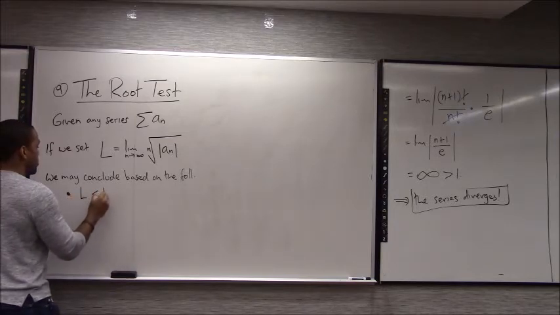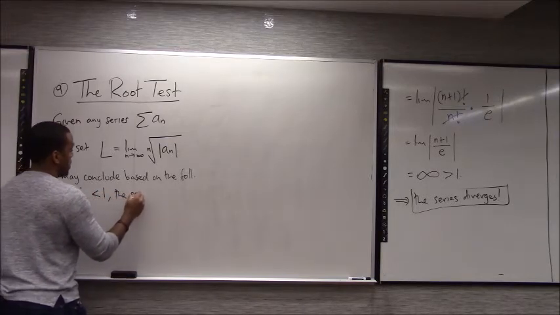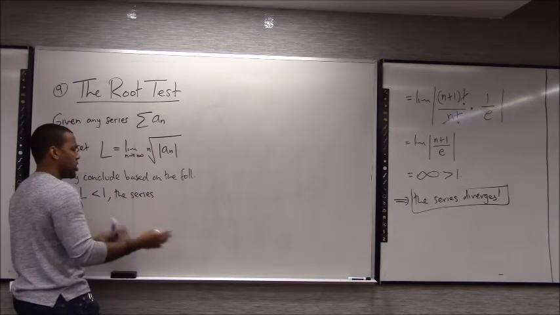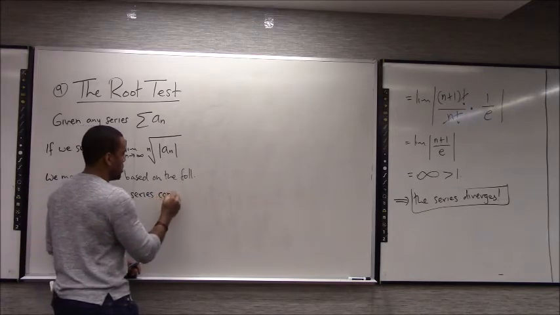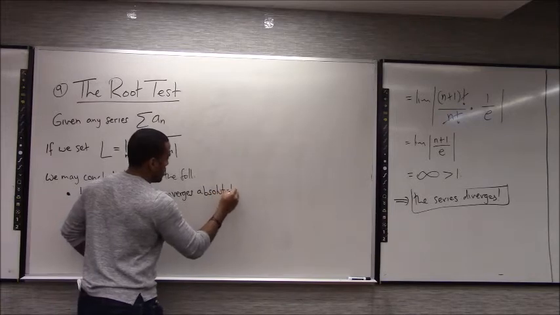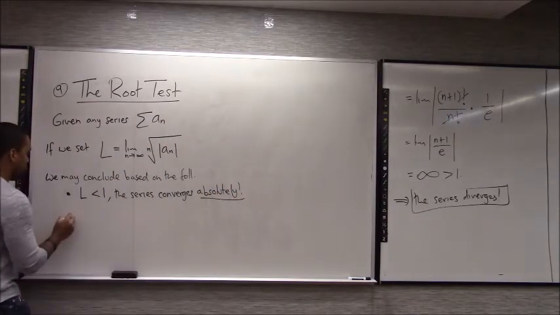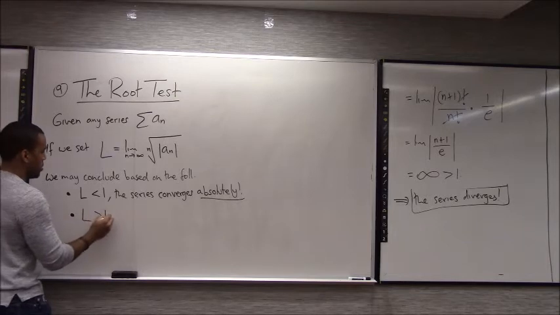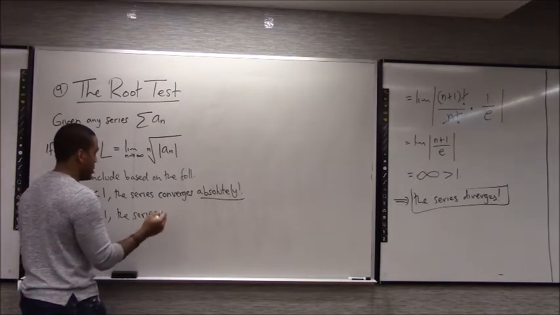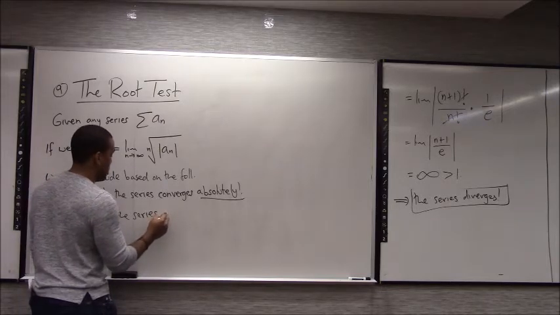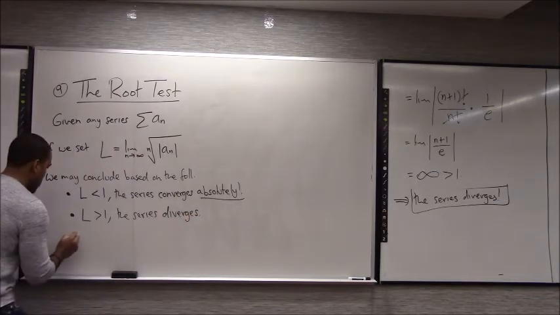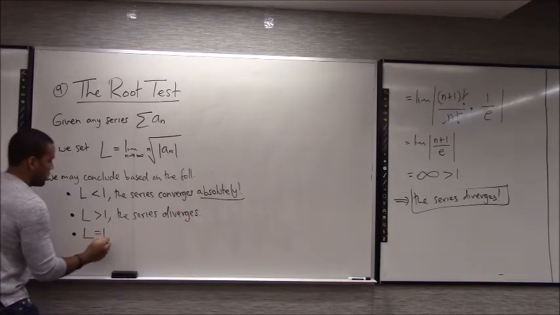If L is less than 1, the series converges absolutely. Again, you know it's going to be absolute because you're actually throwing in absolute values around here, so your signs aren't going to matter. If your L is larger than 1, the series diverges. The conclusion looks just like the ratio test, and there's another connection that I'm going to mention. Again, L equals 1, no conclusion.